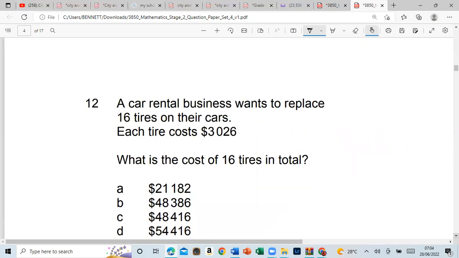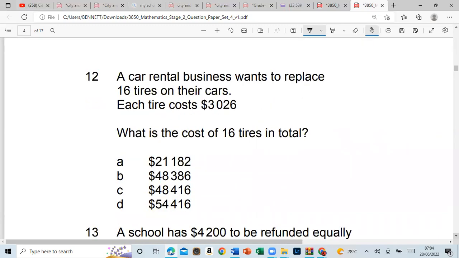All right, so let's move on to 12. A car rental business wants to replace 16 tires on their cars. Each tire costs 3,026. What is the cost of 16 tires in total? So we have 16 tires. You want to replace them.